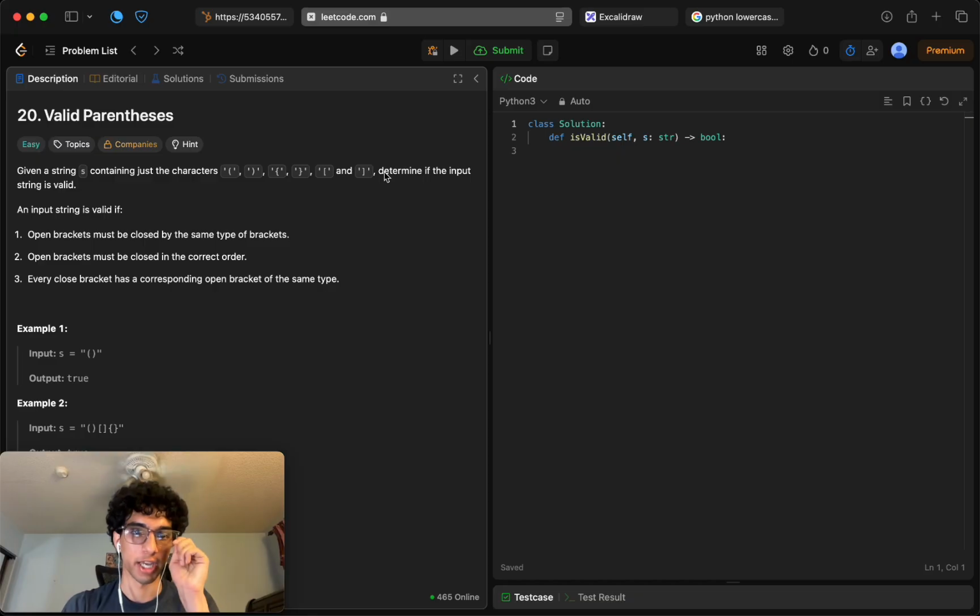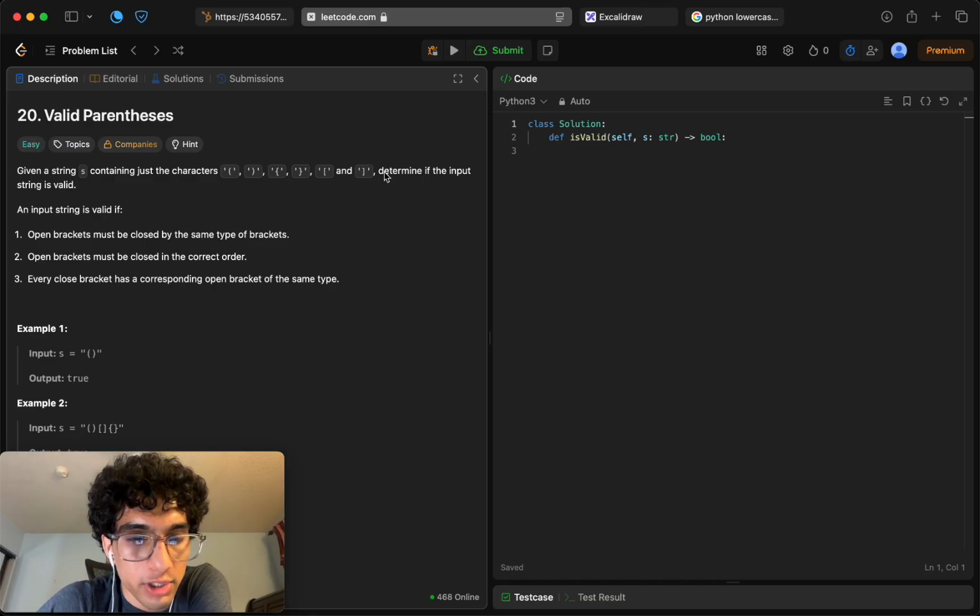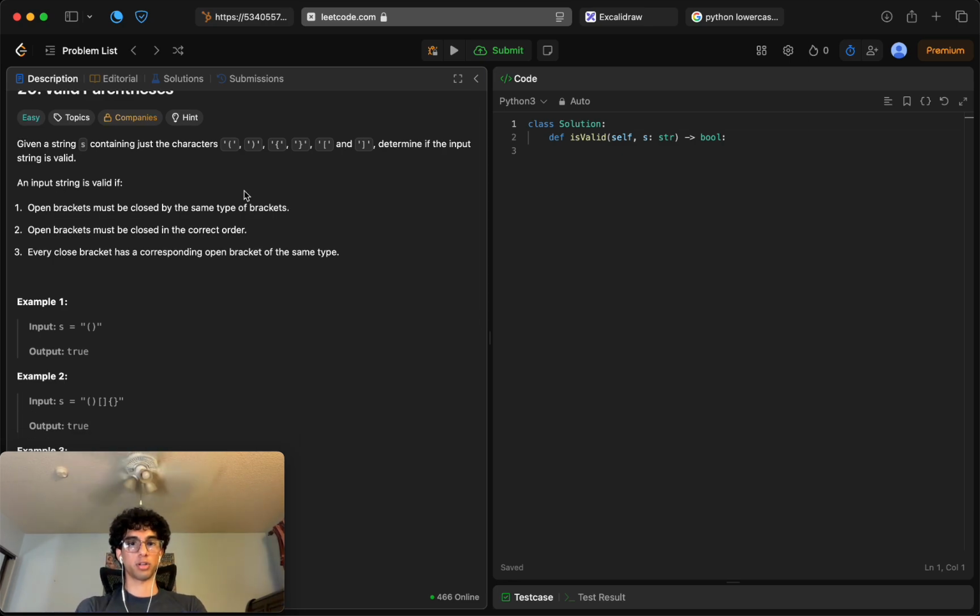Given a string S containing just the characters open parentheses, close parentheses, open bracket, close bracket, open brace, close brace, determine if the input string is valid. The input string is valid if open brackets must be closed by the same type of brackets, open brackets must be closed in the correct order, and every closed bracket has a corresponding open bracket of the same type.